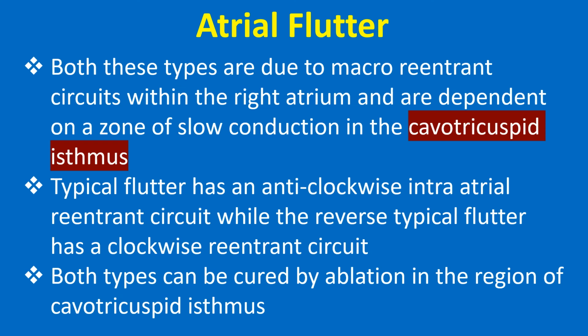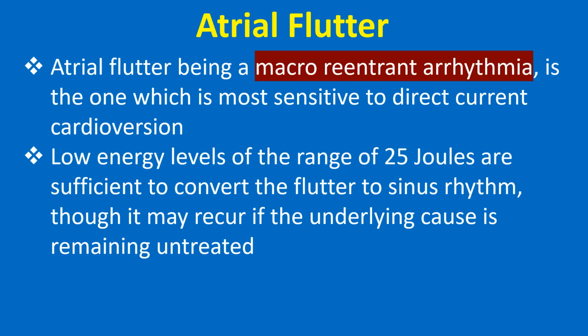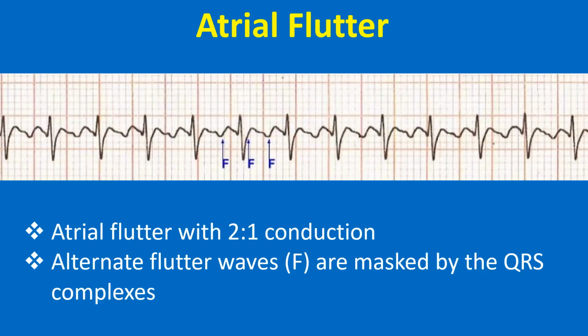Typical flutter has anti-clockwise intra-atrial reentrant circuit, while the reverse typical flutter has a clockwise reentrant circuit. Both types can be cured by ablation in the region of the cavotricuspid isthmus. Atrial flutter, being a macro reentrant arrhythmia, is the one which is most sensitive to direct current cardioversion. Low energy levels of the range of 25 joules are sufficient to convert the flutter to sinus rhythm, though it may recur if the underlying cause is remaining untreated.